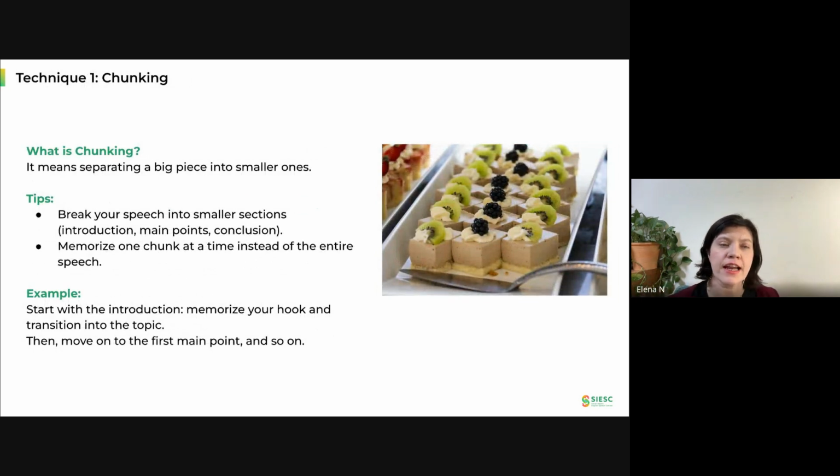So the first technique that I'd like to talk about is chunking. What is chunking? It sounds like a little funny word, isn't it? It means separating a big piece into smaller ones. So imagine that, let's say you have a big cake. You cannot eat it, of course, maybe someone can, but I think usually it's kind of hard to eat the whole cake, and we won't even enjoy it if we eat the whole cake at once.